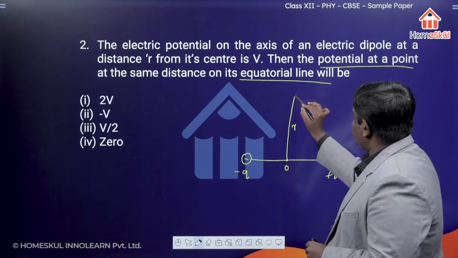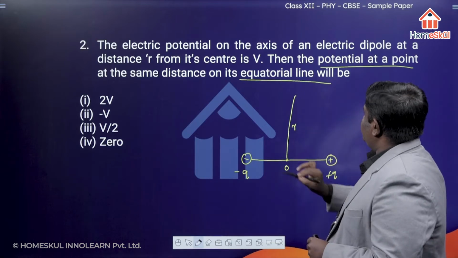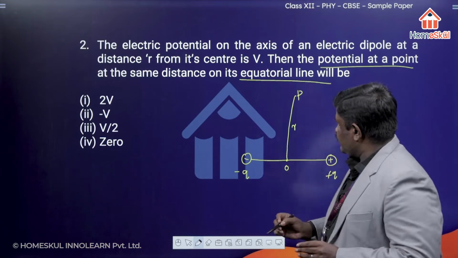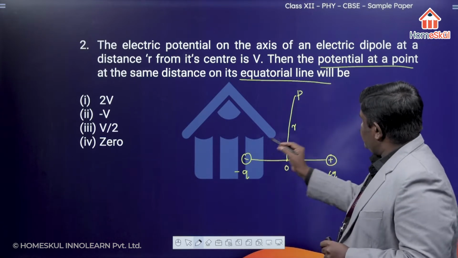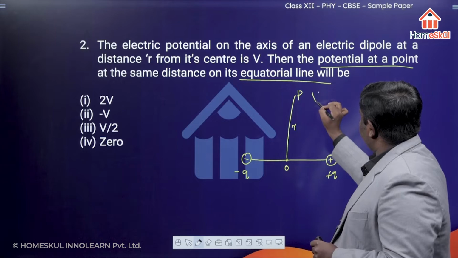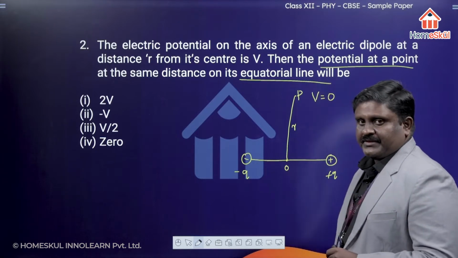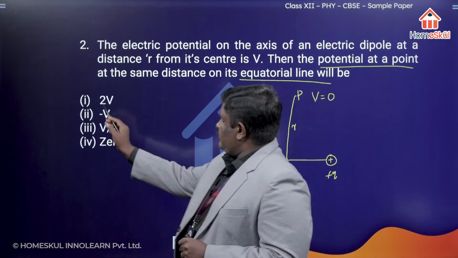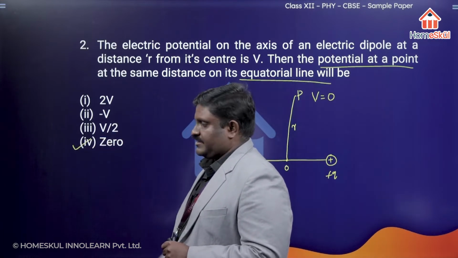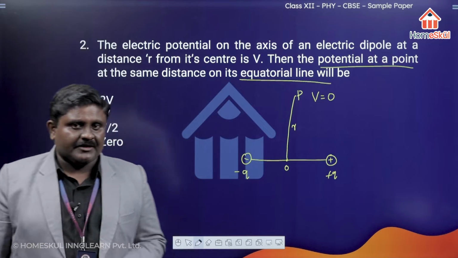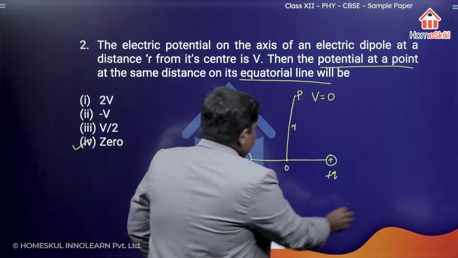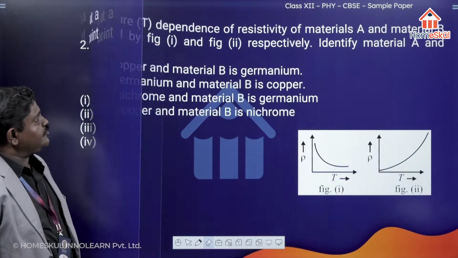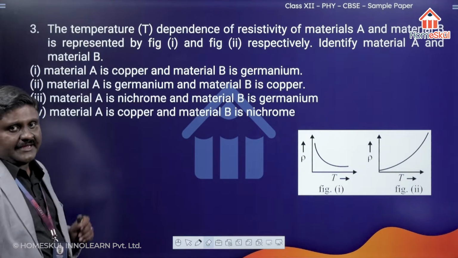Now we have to calculate the potential at a point. Let us consider the point P. At point P, due to this dipole, the potential V equals 0. We already learned that in your theory classes. So here option 4 is the right answer. Then we are moving on to the next question, question 3.